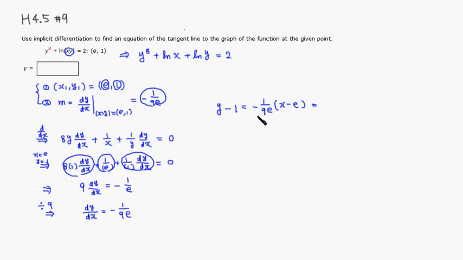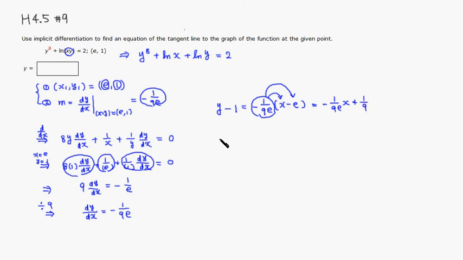So I'm going to just distribute this guy to x. So you get negative 1 over 9e x. And distribute that to negative e. So negative, negative, so positive, and the e's cancel out. So you have 1 over 9.